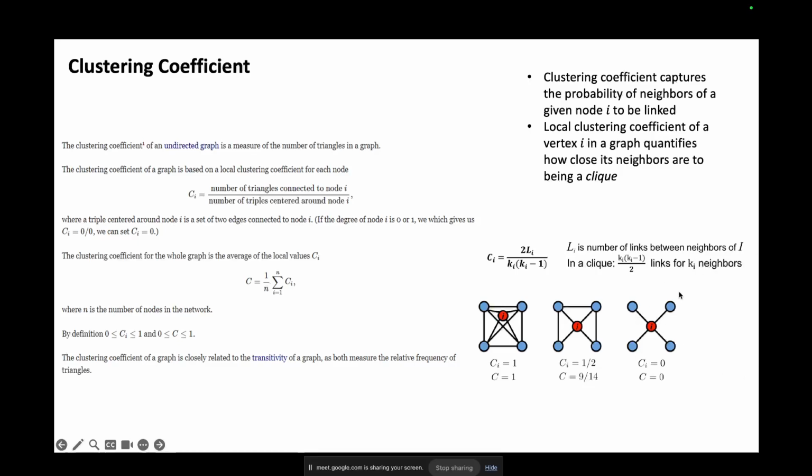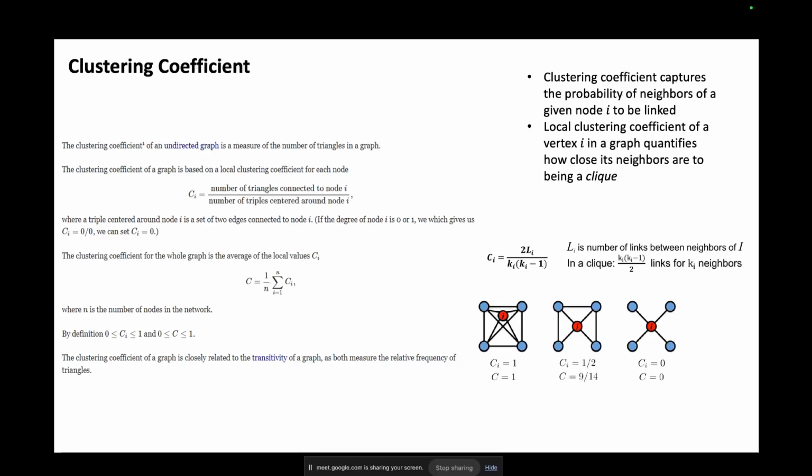And in this case, you see it's not connected at all. You have only the central node which is connected to all 4 nodes, but there are no connections among the others. So in this case, your Ci will be 0, and the number of triangles connected to node I will be 0. You do not have triangles forming. For a triangle to be formed, you need connections between these nodes. So in this case, it's not a connected graph at all.